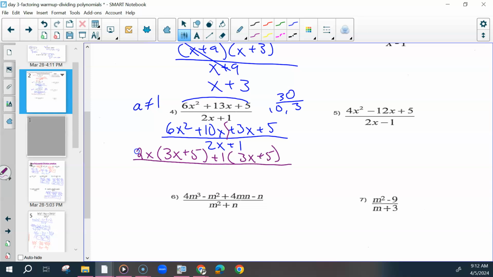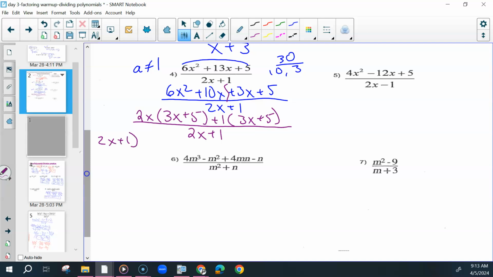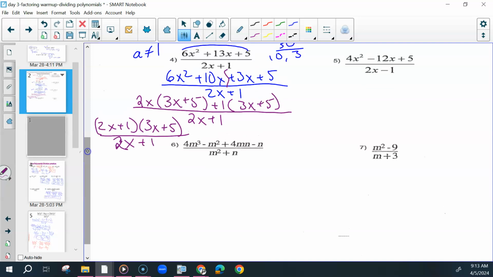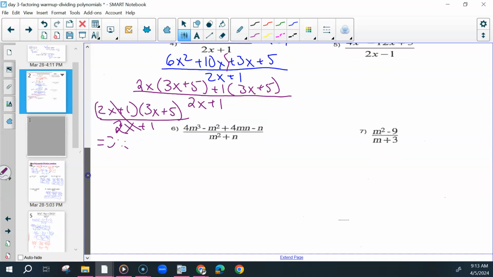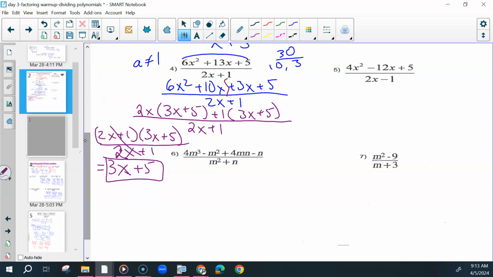And then again, rewrite that we're dividing. Make sure we're writing this down, guys. And then don't cancel out your like factors yet. Rewrite them into final factors. We have 2x plus 1 and 3x plus 5. And then if we cancel out our like factors, what's left? 3x plus 5. So your a does not equal 1 has more steps.